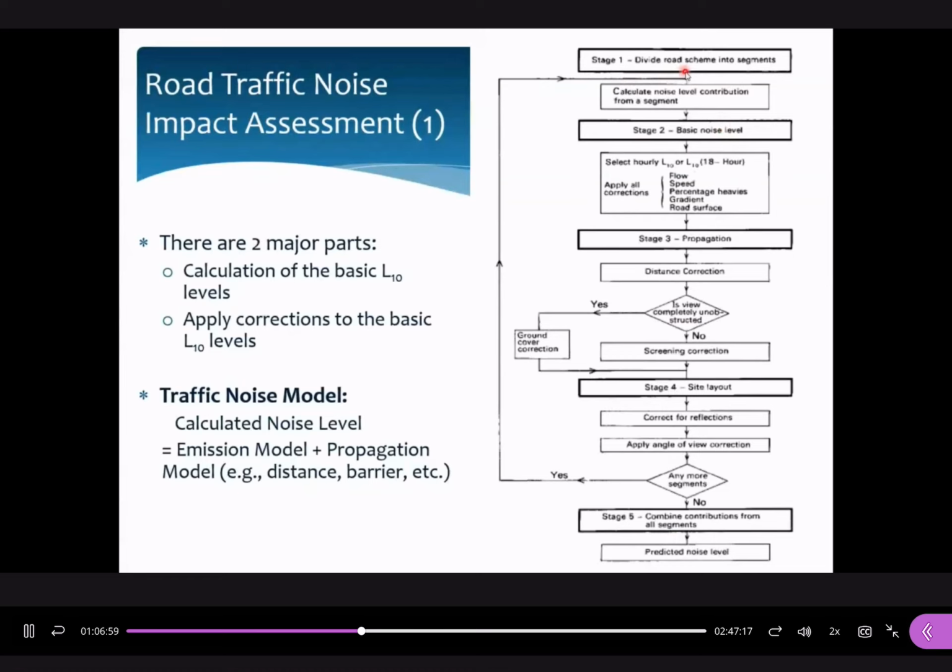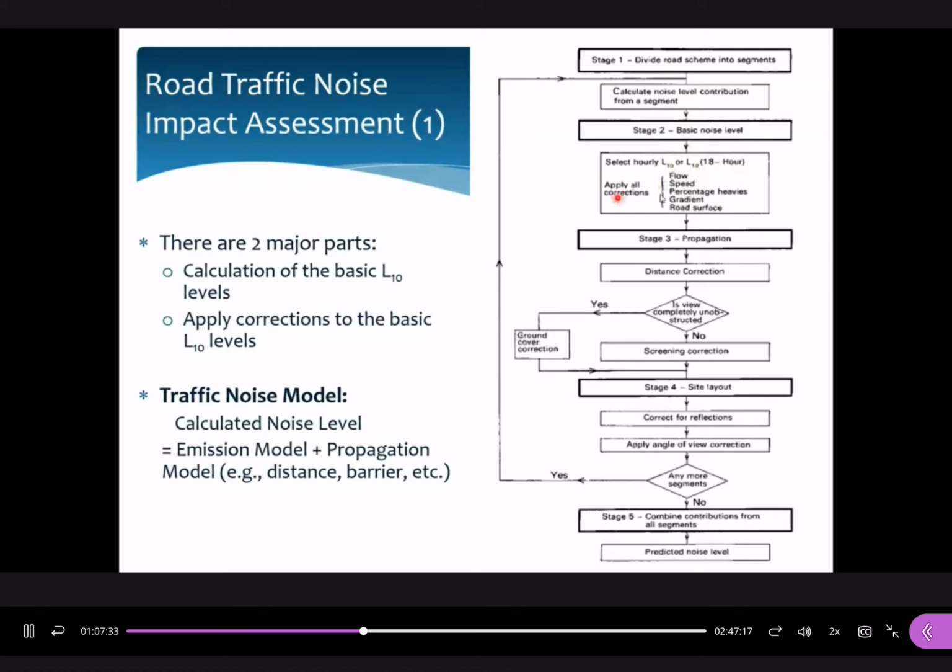When you take a look at this flow chart, the first step is to divide the road scheme into segments. It depends on real situations. As I explained before, if there is a noise barrier in between the roads, we need to divide into 2 parts. The second step is the basic noise level. There are 2 indicators. Both of them are in terms of L10, but the first one is for 1 hour only, and the other one is for 18 hours. We seldom use the second one. We normally use the first one.